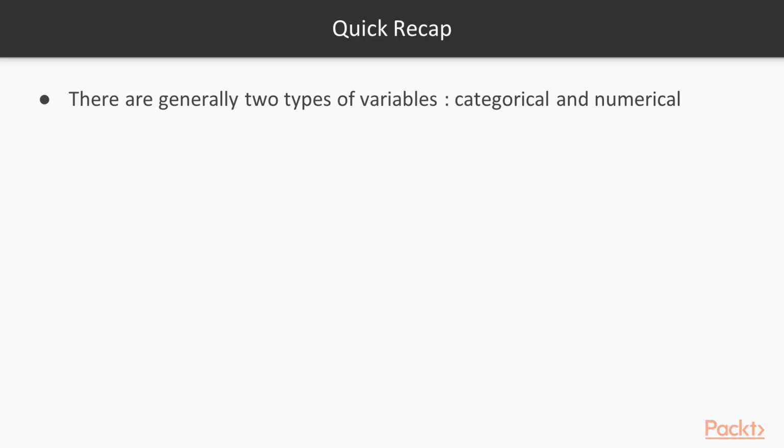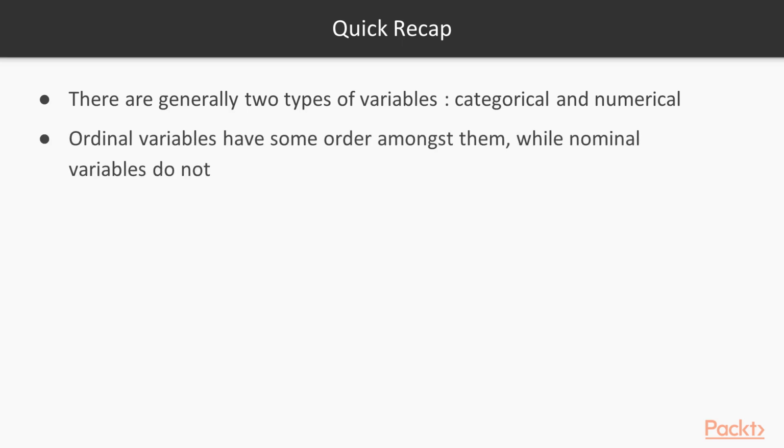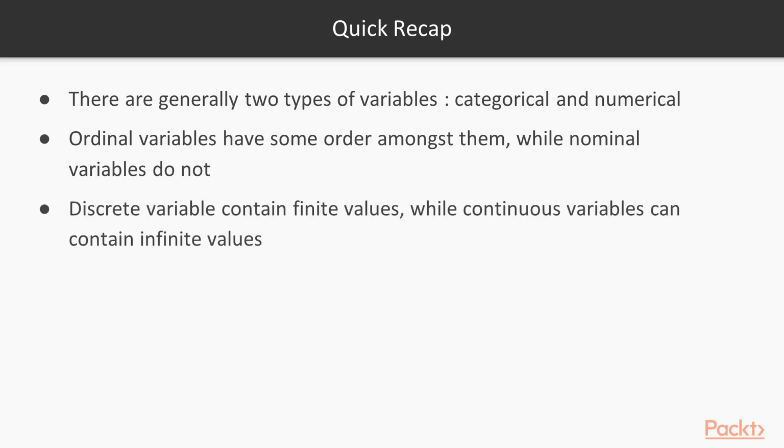So a quick recap of what we have learned. There are generally 2 types of variables, categorical and numerical variables. Ordinal variables have some order amongst them, while nominal variables do not. These are both different types of categorical variables. And discrete variables contain finite values, while continuous variables contain infinite values. These are different types of numerical variables.